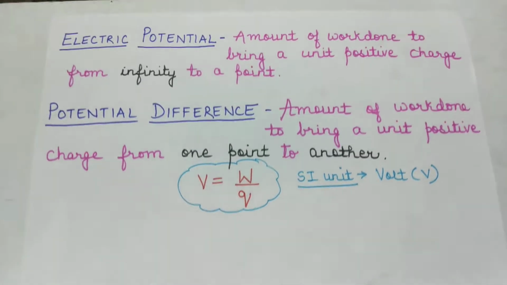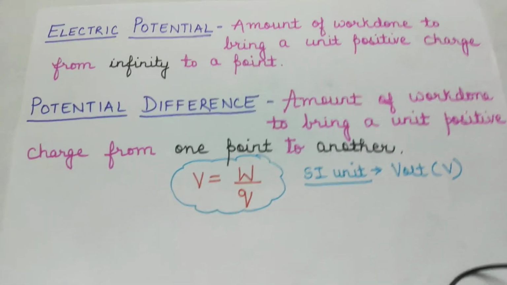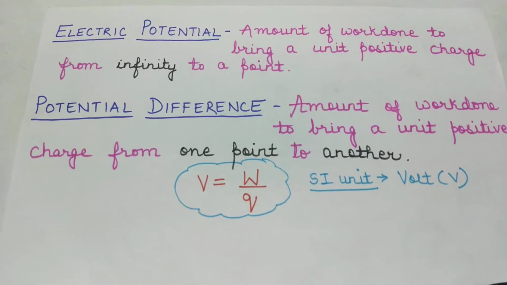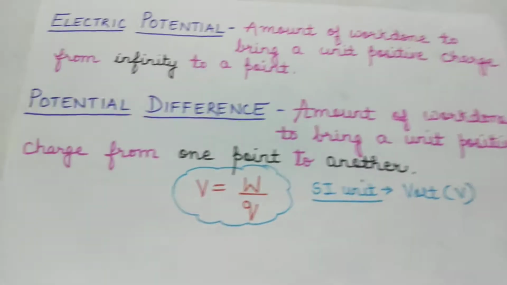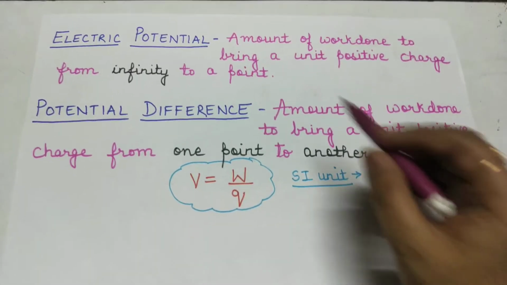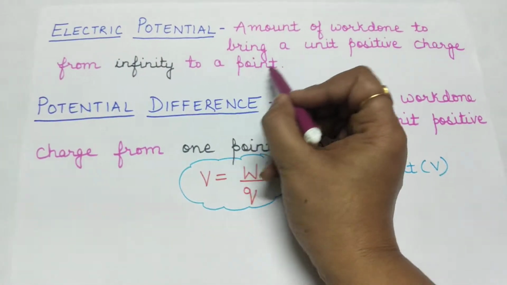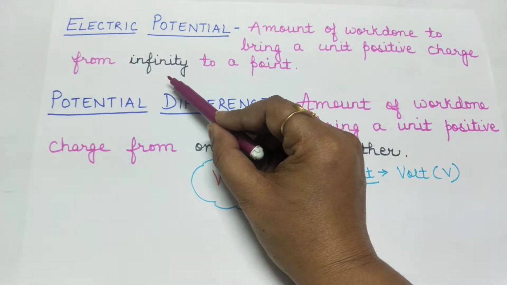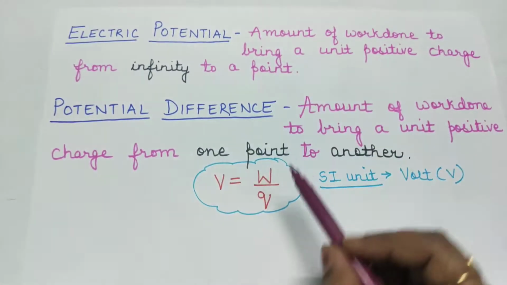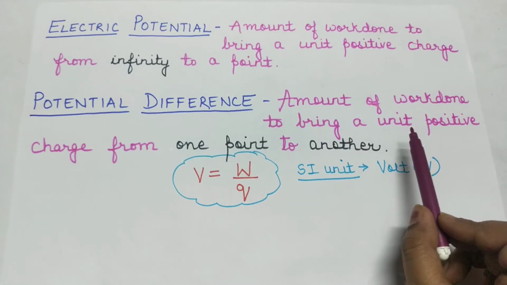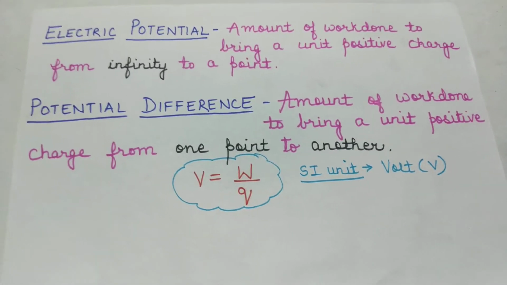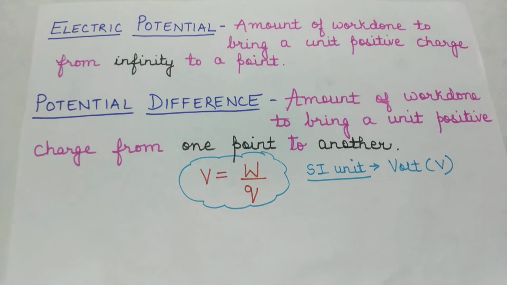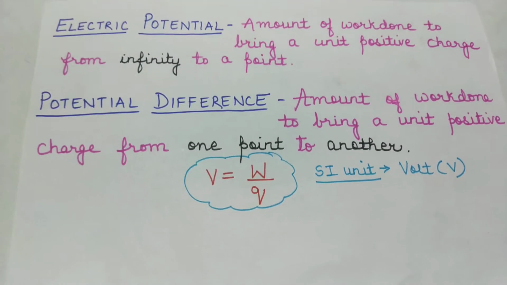Now children, our next topic is electric potential or potential difference. There is a minute difference between these two. In electric potential, we are bringing a unit positive charge from infinity to a point, whereas in potential difference, we are bringing a unit positive charge from one point to another point.